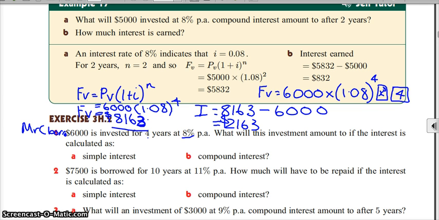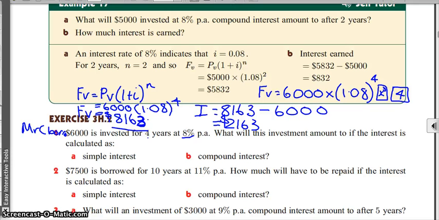But if they ask you how much interest that investment accrued, how much interest did I have to pay you for borrowing that $6,000? Well, I paid you $2,163 in interest. Is that okay? Yeah, I got it. I looked at the answer and I think it's wrong. No worries, mate. We'll have a look at that in a minute.